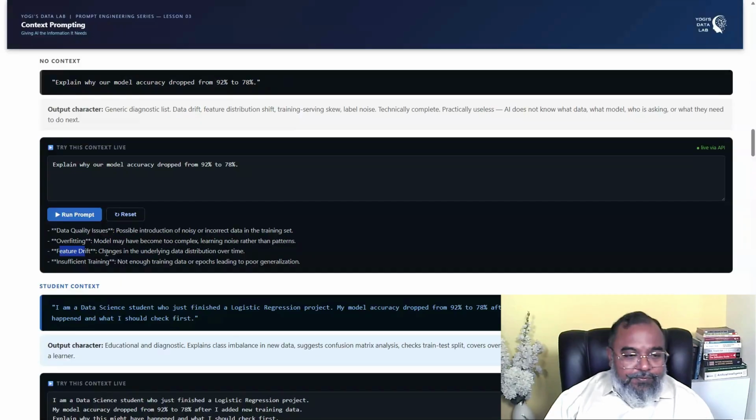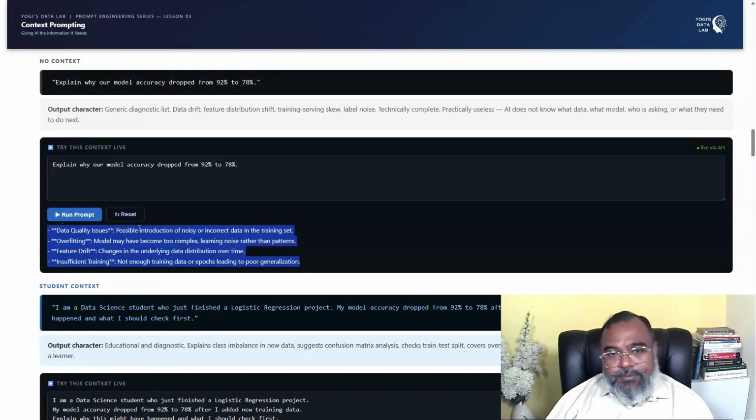And then you have feature drift, with changes in the underlying data distribution over time, and insufficient training, that is, not enough training data or epochs, leading to poor generalization. So this is a very, very generic answer whenever a model overfits or a model drops its performance. But let us try to understand that from a different context.